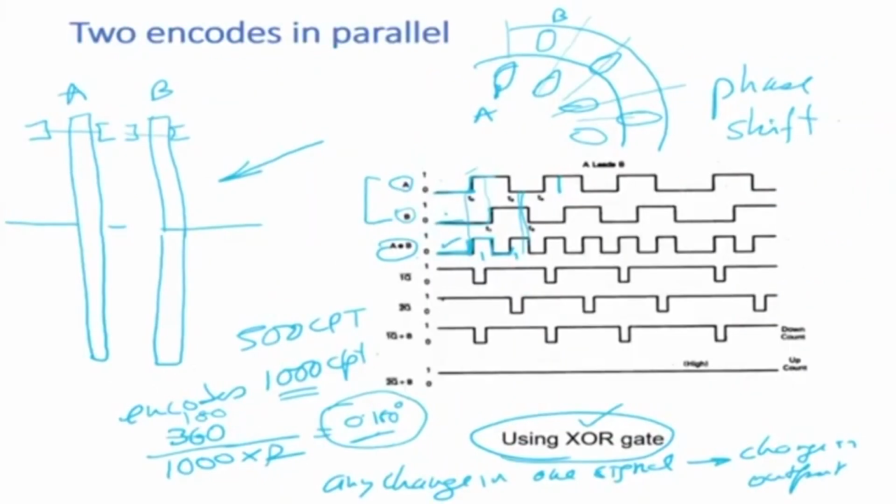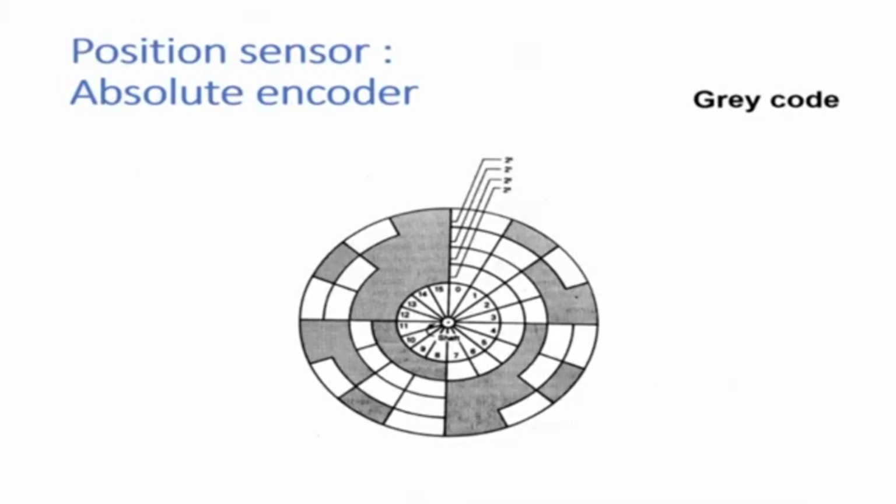Now, encoders are extensively used. 95% of position measuring devices are encoders because they are very cheap, they are very efficient, they work in this binary mode, and the controller can directly understand what is the sense coming. The only problem is that absolute measurement is not possible.